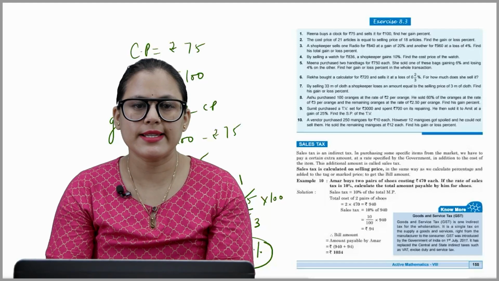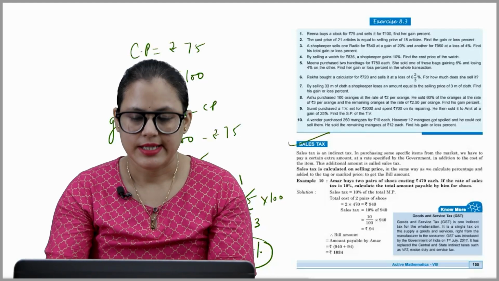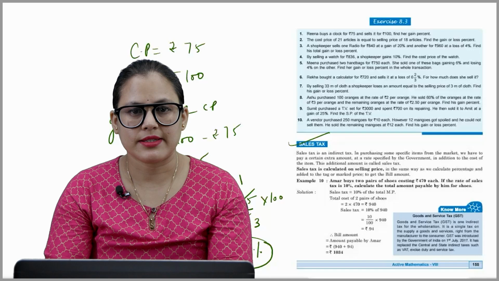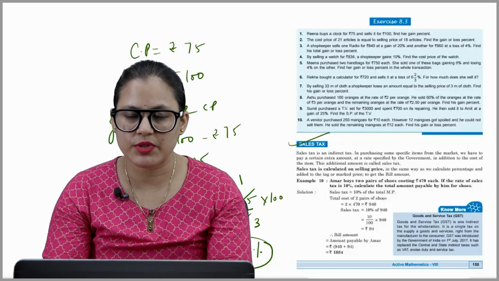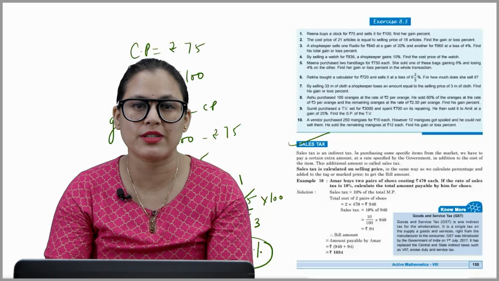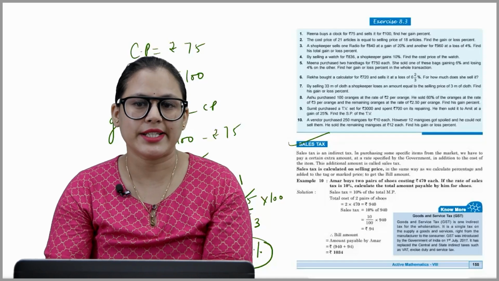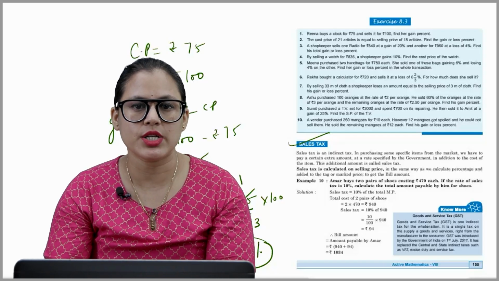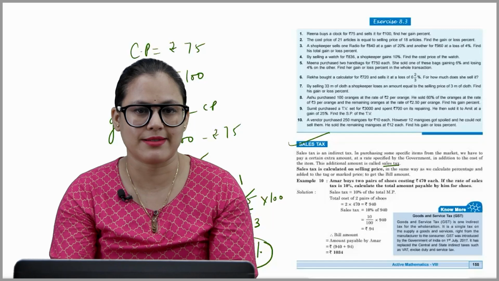Next is sales tax. Sales tax is an indirect tax. In purchasing some specific items from the market, we have to pay a certain extra amount at a rate specified by the government, in addition to the cost of the item. This additional amount is called sales tax.